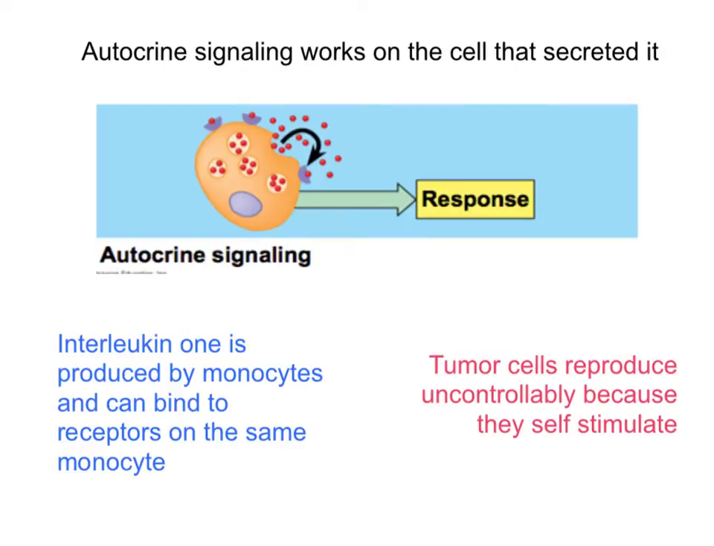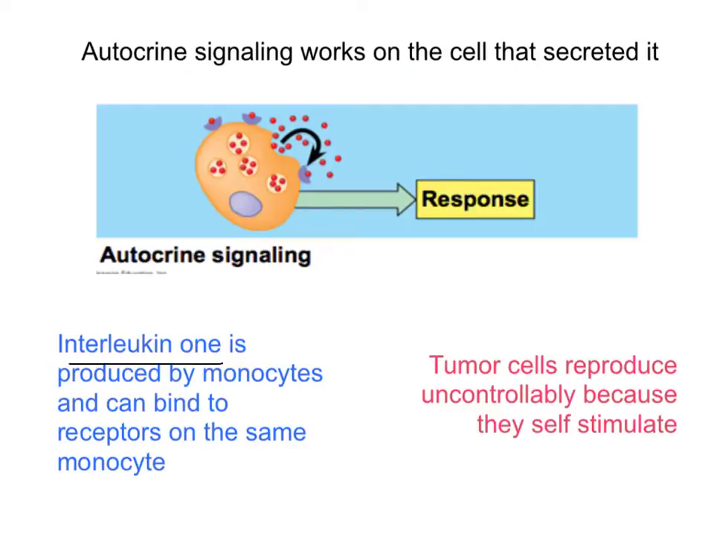So autocrine signals work on the cell that secreted it. Obviously it doesn't have very far to go to elicit their response. Two examples that we have here would be interleukin-1, which is produced by monocytes. Monocytes we'll talk about more when we talk about the immune system. So this is an immune system chemical, but they're produced by the monocytes, and they bind to receptors on the same monocyte. So basically they perpetuate and encourage that immune response to happen.